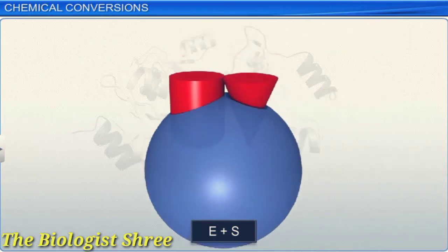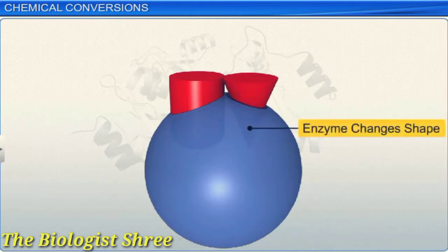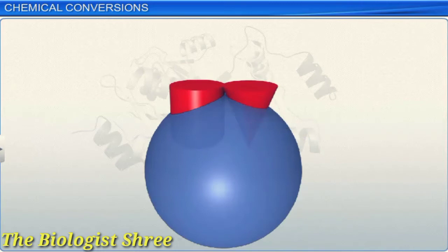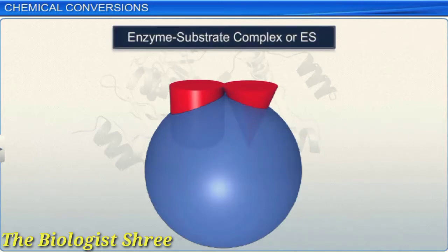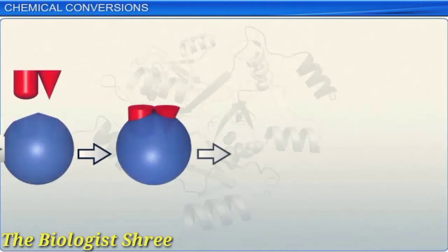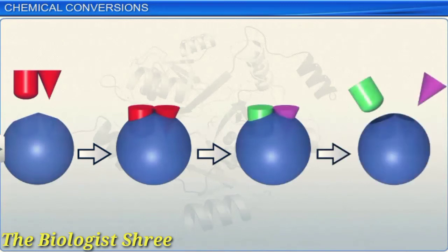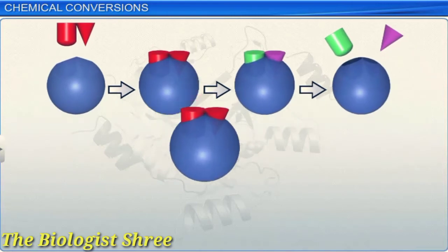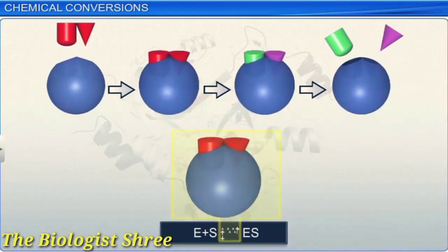In the second step, the binding of the substrate forces the enzyme to change its shape and fit more tightly around the substrate. This leads to the formation of a highly reactive enzyme-substrate complex or ES complex. This complex is short-lived due to its instability, but it is extremely important for catalysis. These temporarily formed complexes are also known as transition state structures.